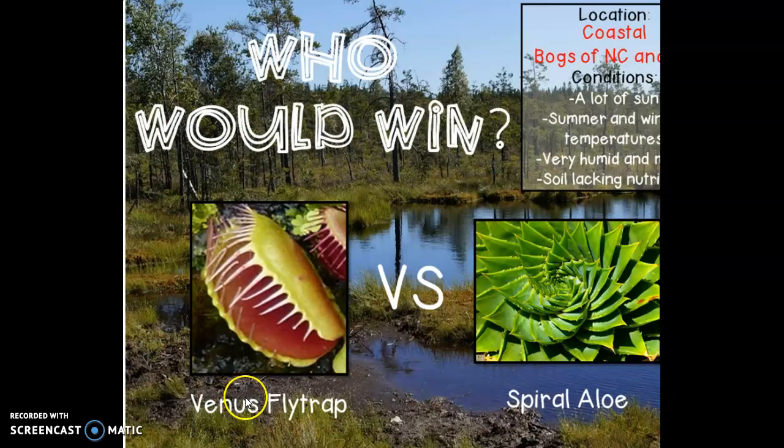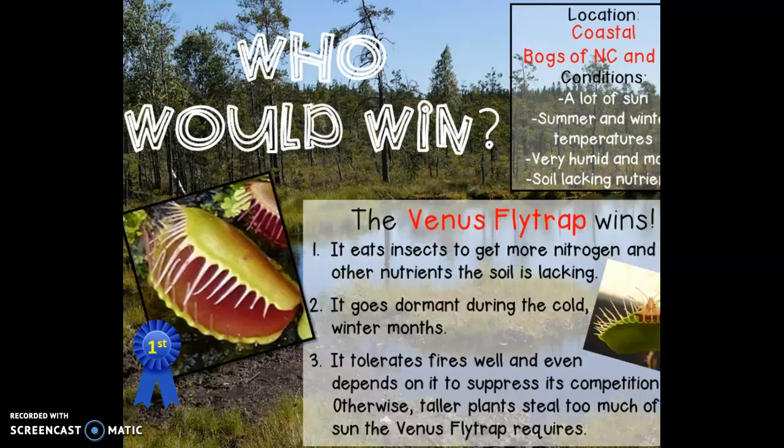Who will win? The Venus flytrap or the spiral aloe? Take a minute to jot down your thoughts. The Venus flytrap wins. It eats insects to get more nitrogen and other nutrients because the soil lacks nutrients.